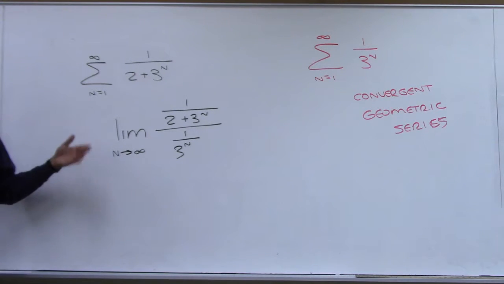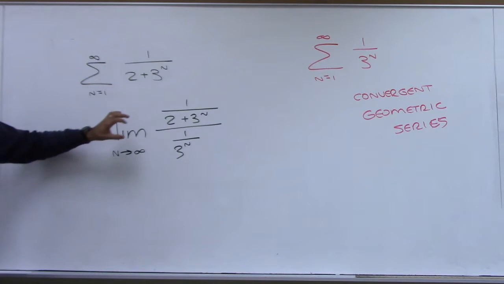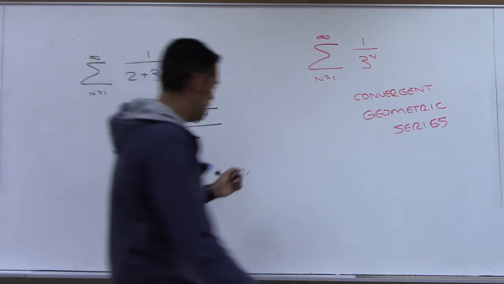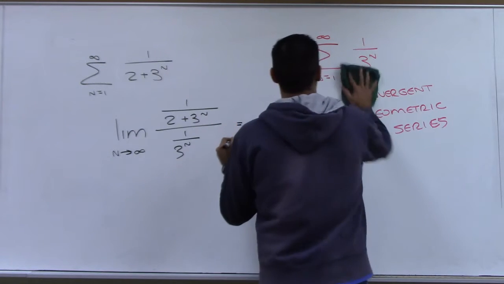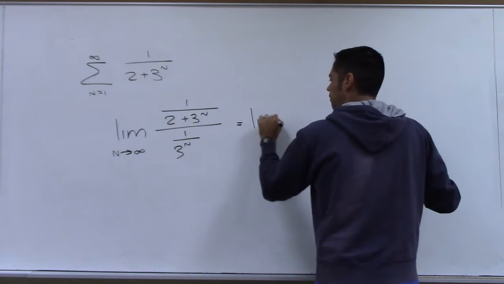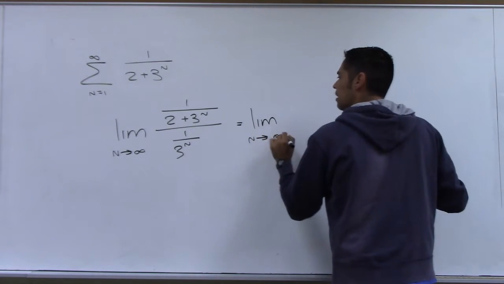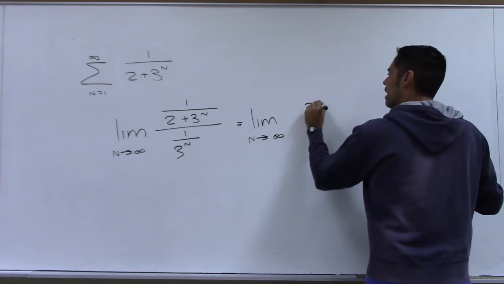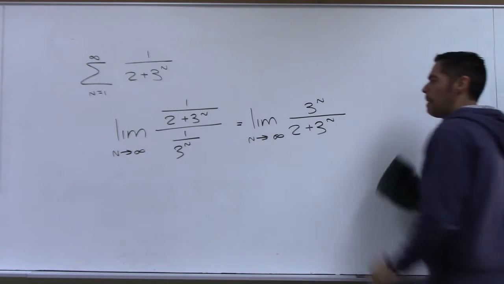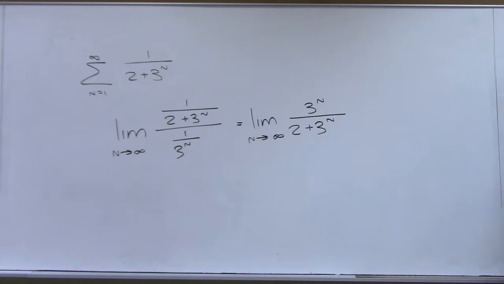Now, before I actually take a limit, let's just flip this. This is a complex fraction, right? So just bring this fraction, flip it up. And so this is really the limit as n goes to infinity of 3 to the n over 2 plus 3 to the n. And now let n go to infinity, and what do you get? Infinity over infinity, so L'Hopital, right?